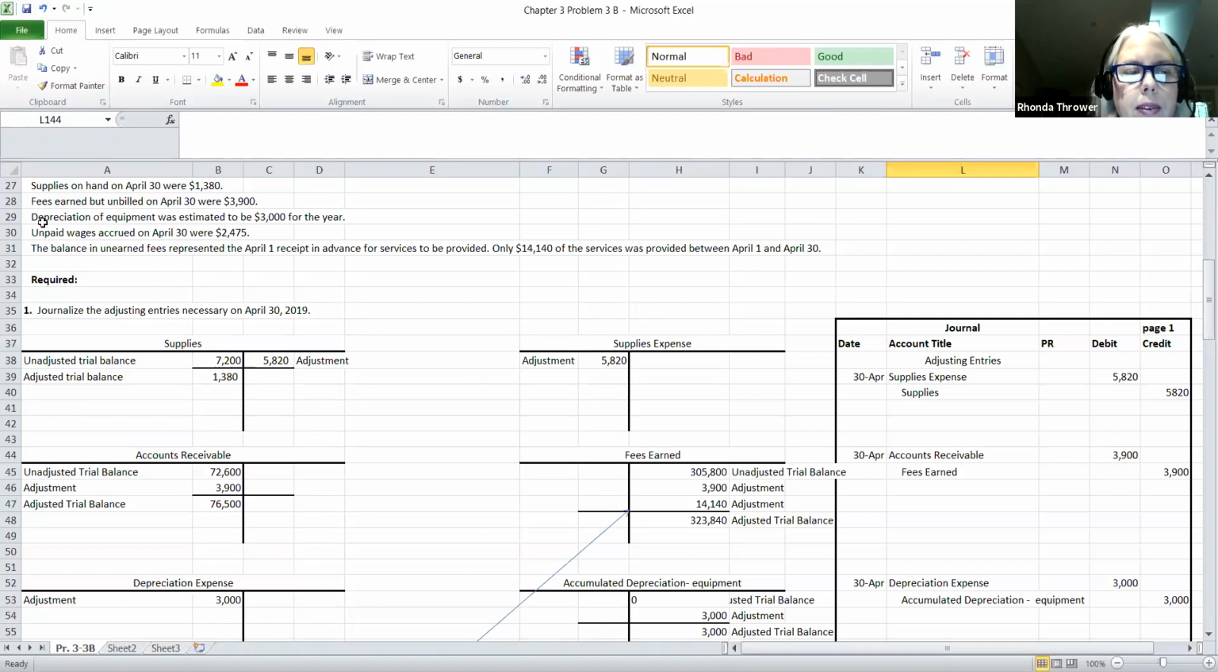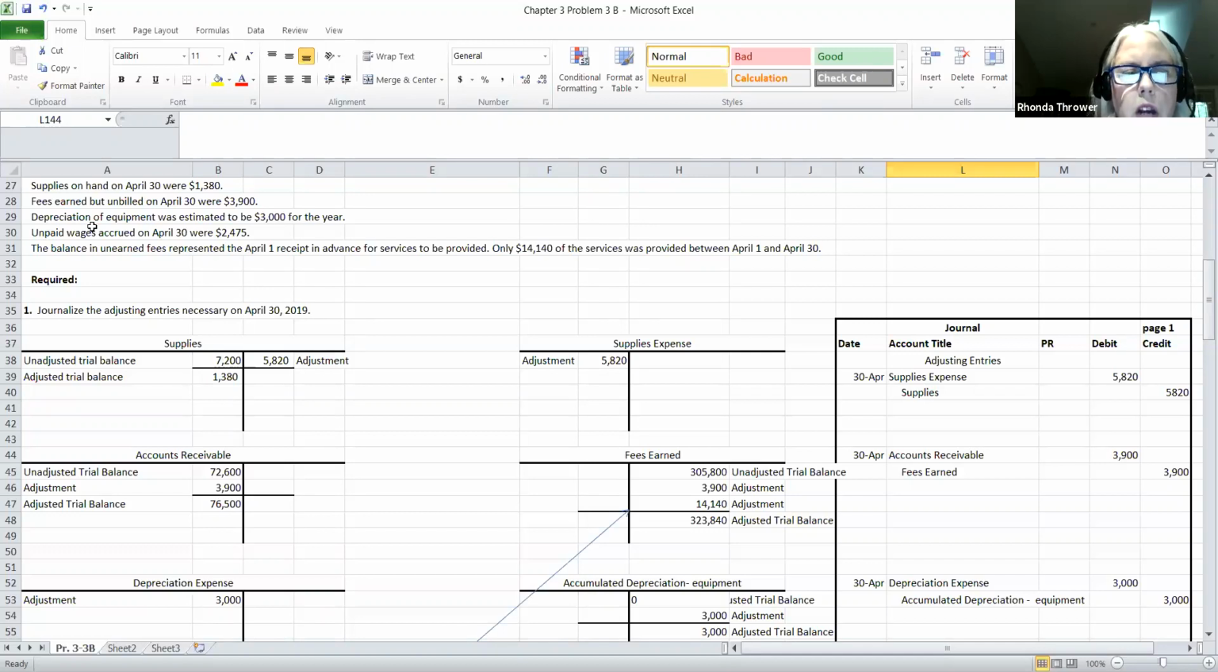On my next line, we've got depreciation of equipment that was estimated to be $3,000 for the year. Depreciation is not an accrual and it's not a deferral. I think in your textbook they kind of put it as a deferral, but I don't like that. I'd rather you think of depreciation as its own category.